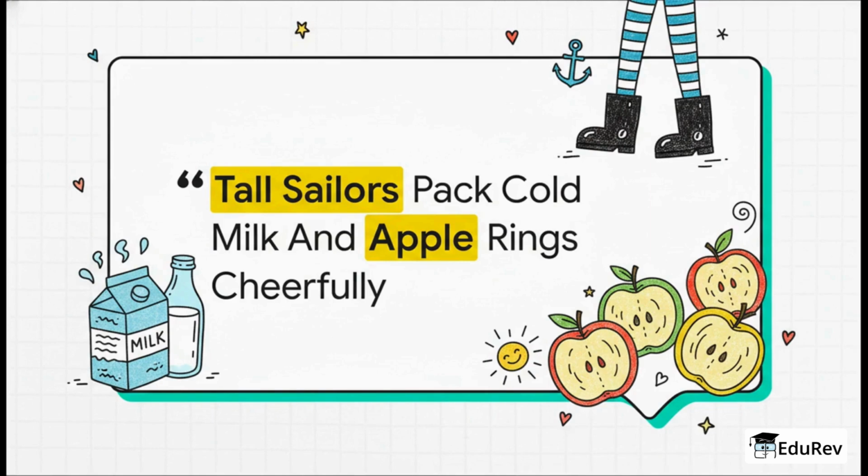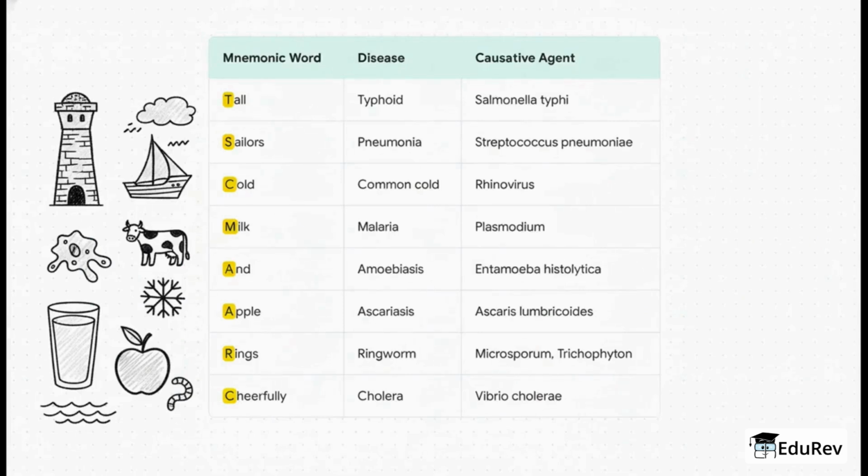The first letter of each word is your clue. Tall gives us T for typhoid. Sailors gives us S for pneumonia. And hey, notice that S in sailors also helps you remember Streptococcus pneumonia. Cold is, you guessed it, for the common cold. Milk is for malaria and helps us remember amoebiasis. Apple is for ascariasis. Rings for ringworm. And finally, cheerfully gives us cholera. See? It's a really simple system to connect them all in your mind.